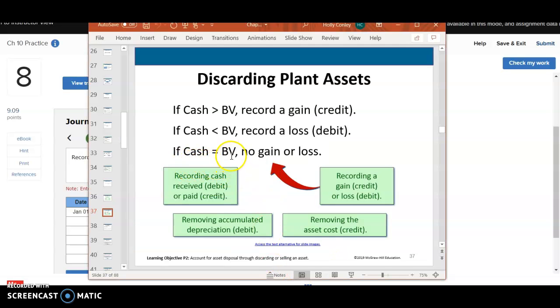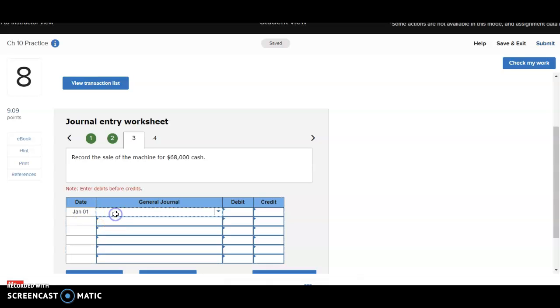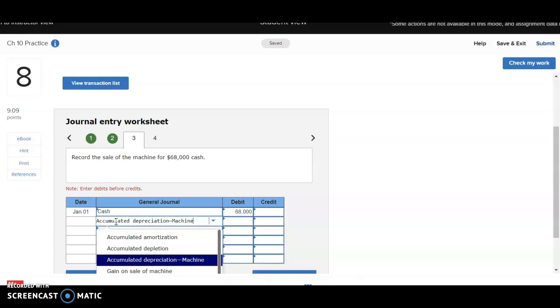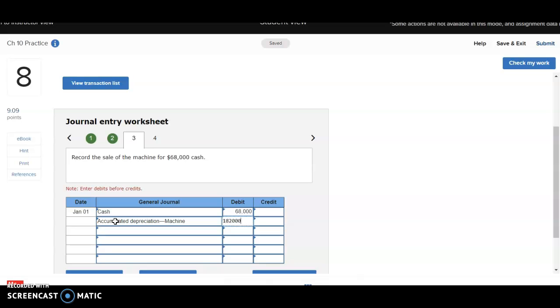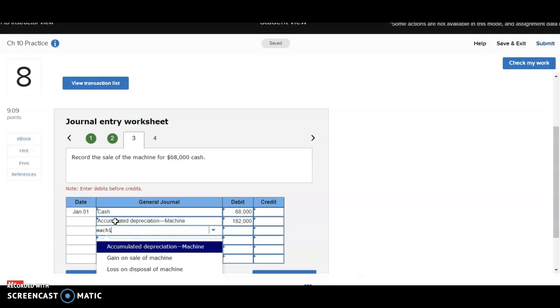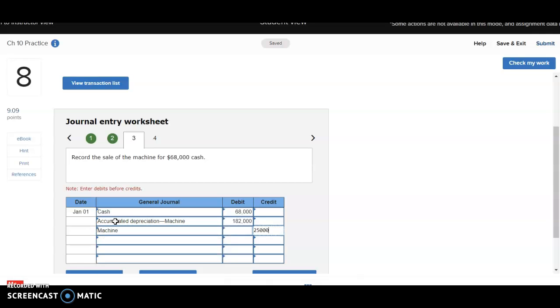Cash book value is $68,000. Cash is $68,000. So there's no gain or loss. So then we're still going to just be removing the asset from the books and recognizing the cash we're receiving. So we're getting cash of $68,000. We are removing that accumulated depreciation for $182,000, and we're crediting the machine for the $250,000. Our debits and credits both equal $250,000, so we're okay.